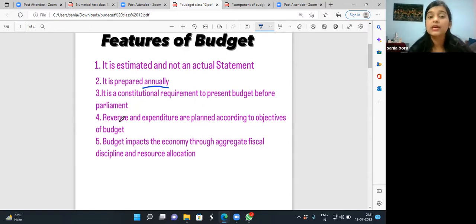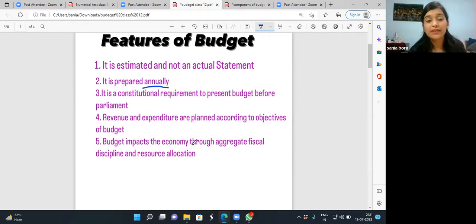Next, revenue and expenditure are planned according to the objective of the budget. How much revenue you will be getting, how much money you will be receiving, and how much money you have to spend is planned according to the budget. For example, if your budget says you have to spend 10 rupees on your cake, you can spend only around 10. You cannot spend 50 rupees on the cake.